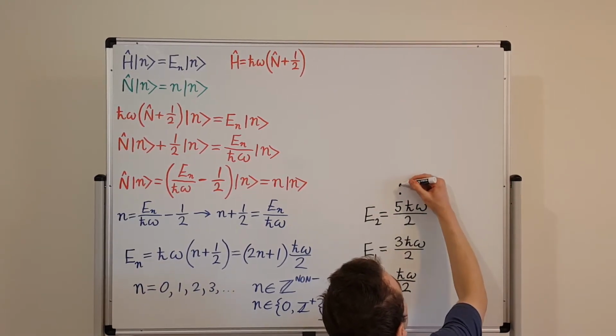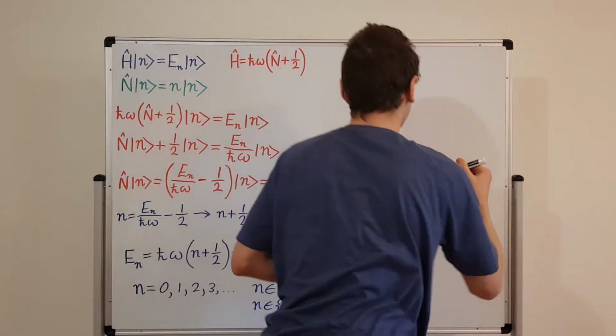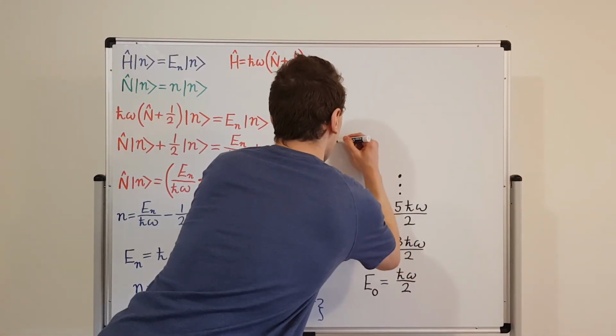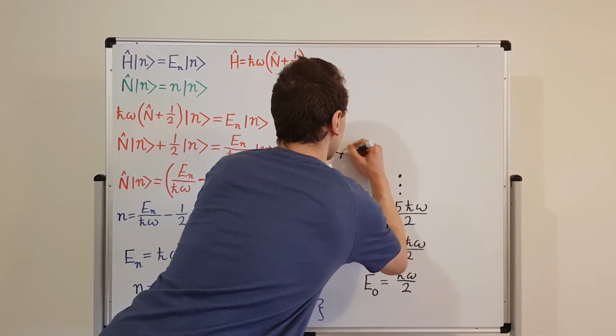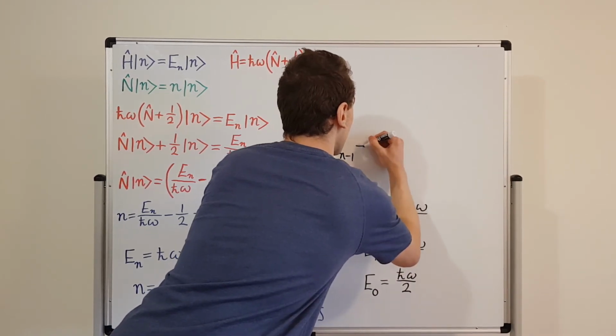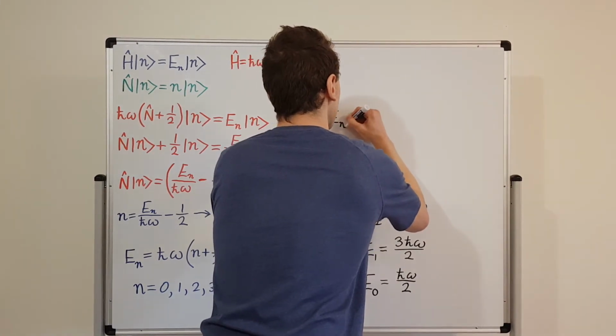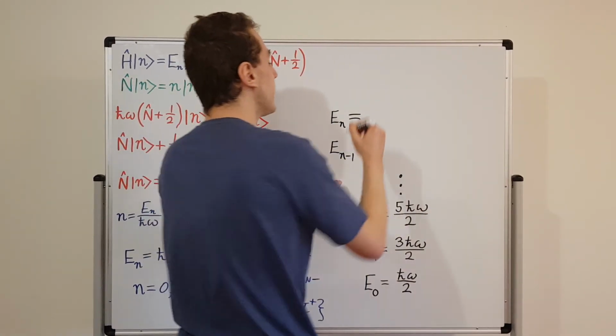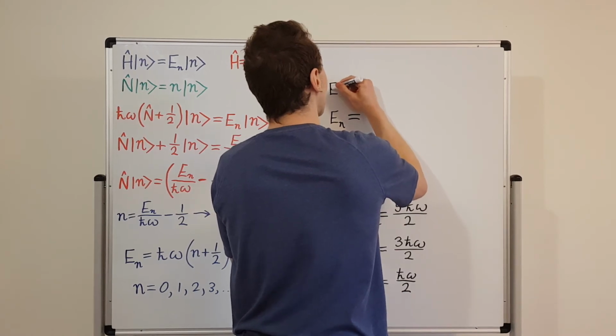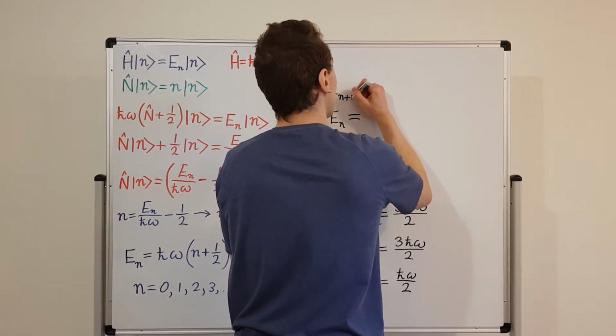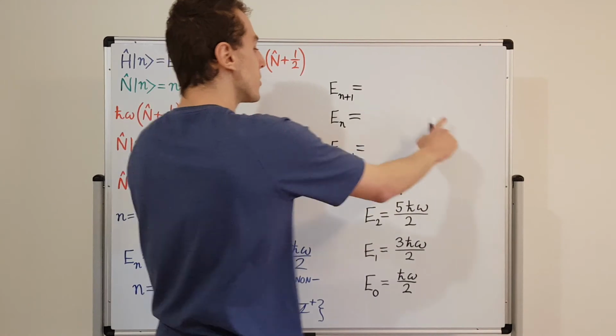Now I'm going to skip ahead and let's have a look at what happens when we have the n minus 1th state. So you have n minus 1. What is that going to be equal to? And also, what is the nth state going to be equal to? And finally, what is the n plus 1th state going to be equal to? So you have n plus 1 over here. First I'll do this one in the middle.